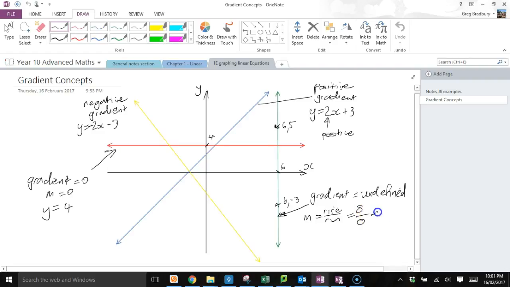So when you try to divide by 0, it can't happen. You can't divide by 0. So if you try to put that in your calculator, you get undefined. Calculator can't stand it. So that's why this has a non-existent or undefined gradient. Okay, that will do.